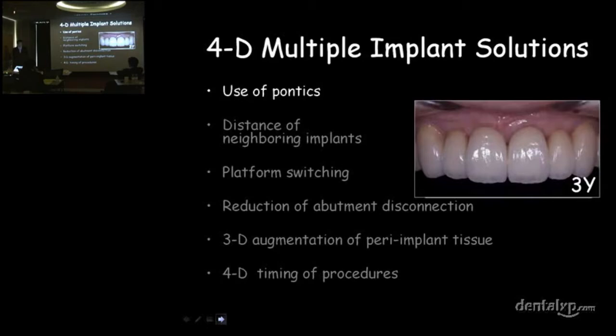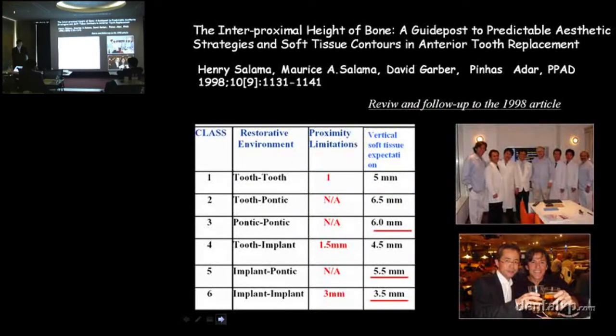First, the use of pontics. When implants are placed and the abutments are connected, there will always be a disruption in the continuity of the bone and soft tissue. This inevitably leads to the loss of bone and soft tissue. We can keep the continuity at the pontic site. Dr. Sarma et al. charted the expected soft tissue height in varying restorative environments from class 1 to class 6. The advantages of using pontics can be clearly seen here.